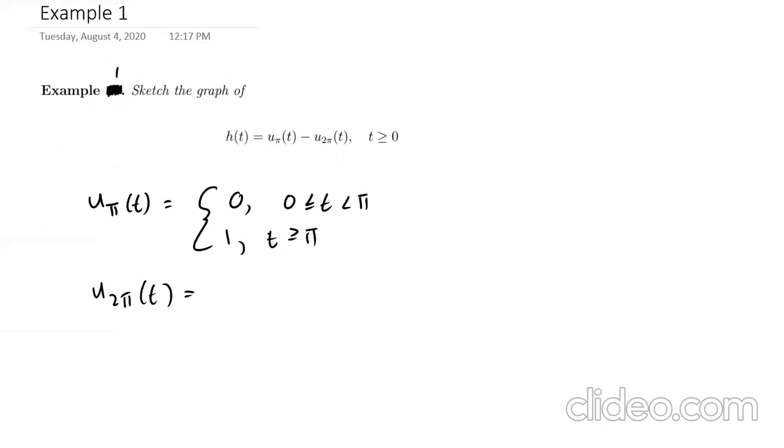So u sub pi of t is by definition 0 when considering t greater than or equal to 0, so for 0 less than or equal to t less than pi, and then at pi, it jumps to 1. Now, u sub 2 pi of t, it's the same thing, but it jumps to 1 at 2 pi. So 0 for all 0 less than or equal to t less than 2 pi, and then it's 1 for t greater than or equal to 2 pi.